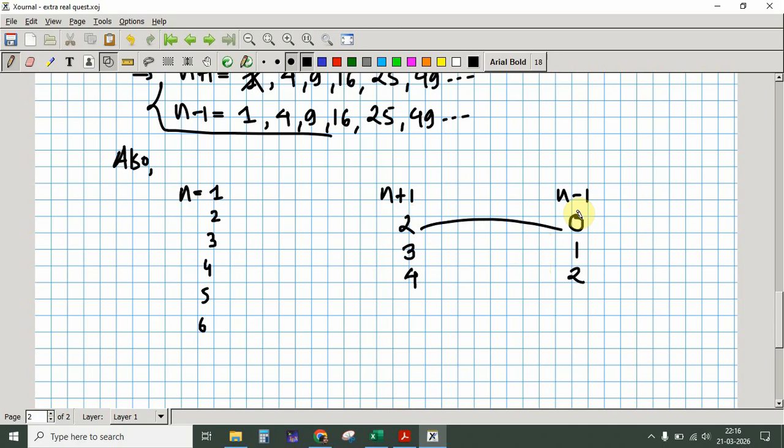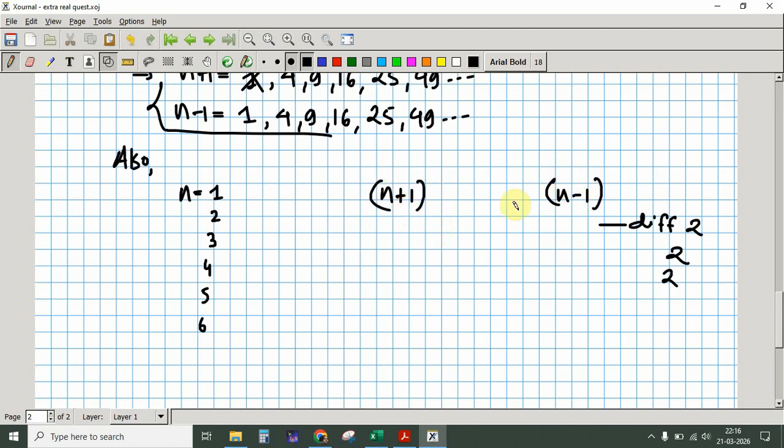So इसके बीच में gap कितना है? 2 minus 0. So what's the difference? Difference is 2. Gap 2 का, इसके gap 2 का, again gap 2 का. So in general, what is the gap between such type of numbers? Such type of numbers के बीच में gap कितना?